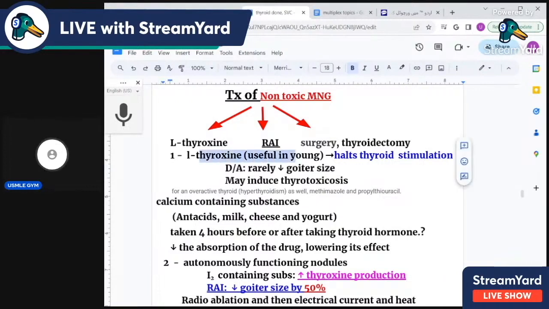L-thyroxine is useful in young people and halts the thyroid stimulation. The disadvantage of thyroxine is that it rarely decreases the thyroid size. It doesn't decrease the thyroid size. Which treatment decreases the thyroid size? It's radioactive iodine that decreases the goiter size by 50%. And the second disadvantage is that it may induce thyrotoxicosis.